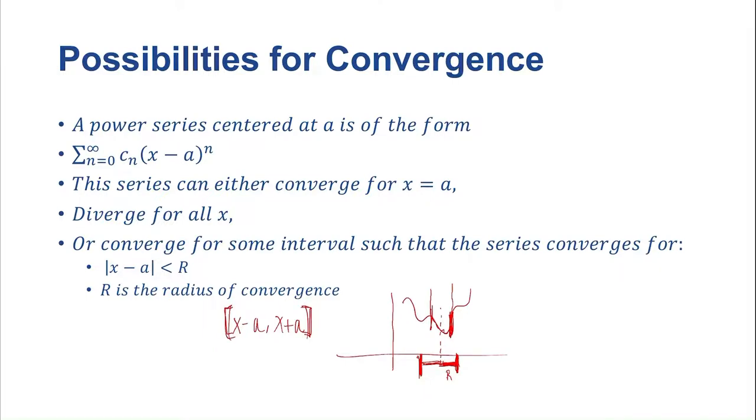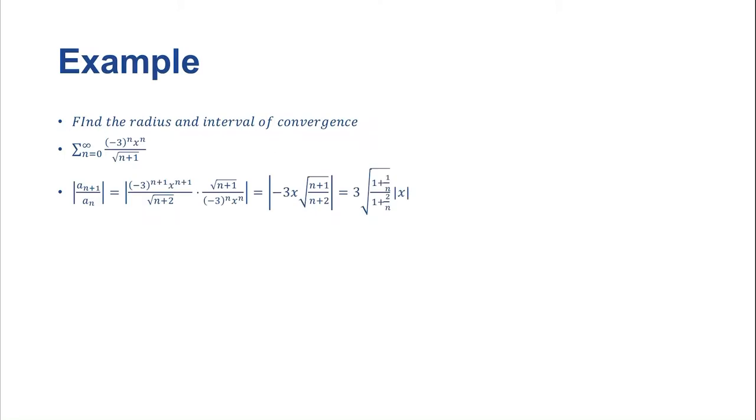Okay, let's do an example. Let's try an example today. So I would like us to find the radius and interval of convergence of the sum from n equals 0 to infinity of (negative 3) to the n times x to the n over the square root of n plus 1. Okay, now to do this, what we're going to do is we're going to first use the ratio test. That's what we've always done in order to find our power series convergence. So what we will do is we will plug into our formula.